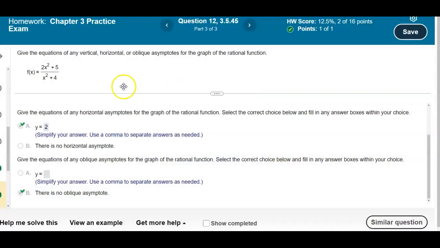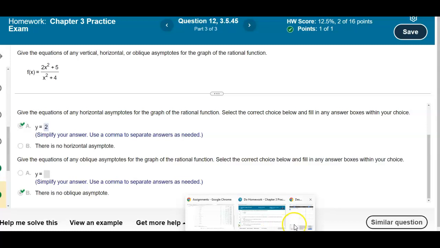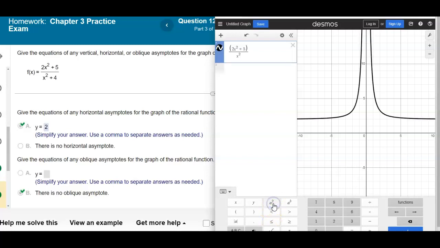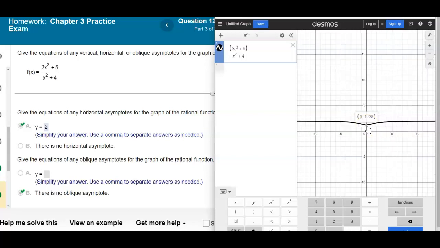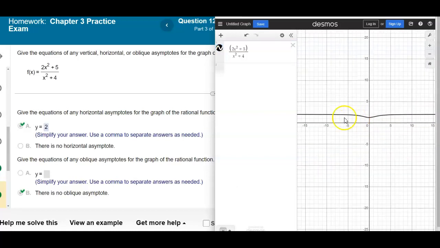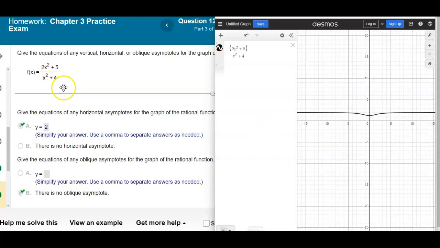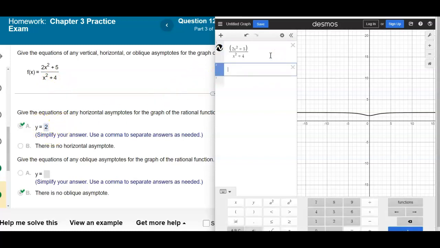Now let's verify this by looking at the graph of this rational function. In the numerator, we have 2x squared plus 5, and then we're dividing that by x squared plus 4. You can see here that this graph continues. There are no gaps in there. There's nothing that makes this undefined. Therefore, you're going to see that there isn't a vertical asymptote. Now, we do have a horizontal asymptote at y equals 2. Let's take a look at that.